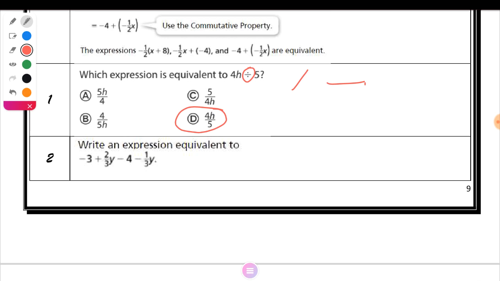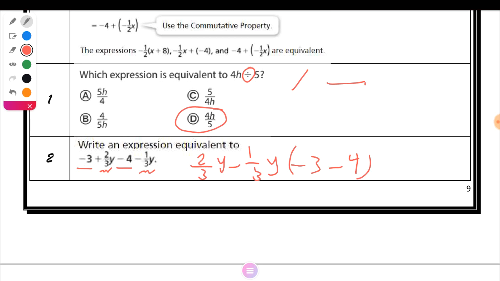Number 2, collect like terms. To make an equivalent expression here, I have to collect like terms: -3 with -4, and the variable y with the variable y. Let's collect like terms. So 2 over 3y minus 1 over 3y, and minus 3 minus 4.